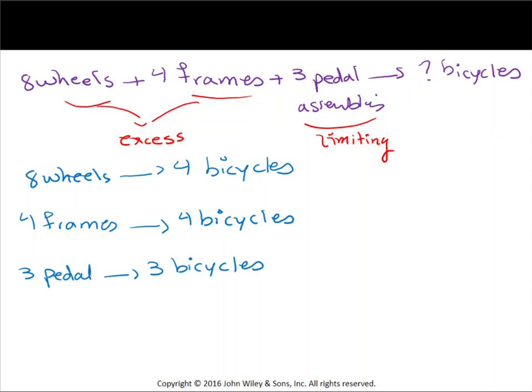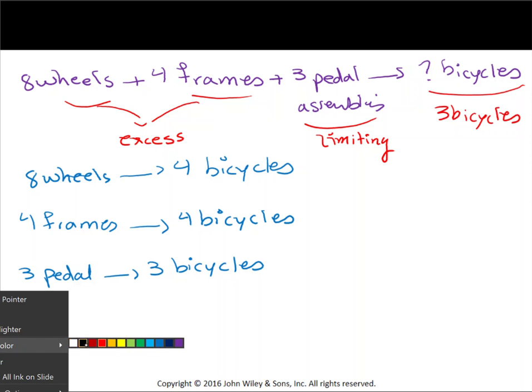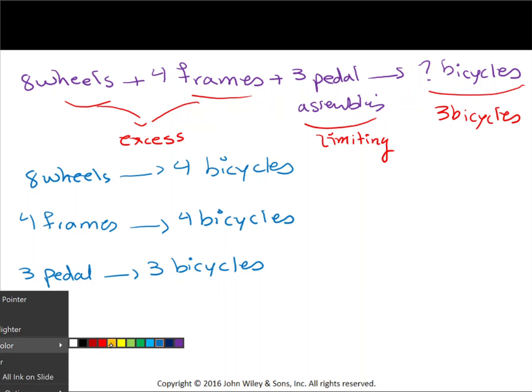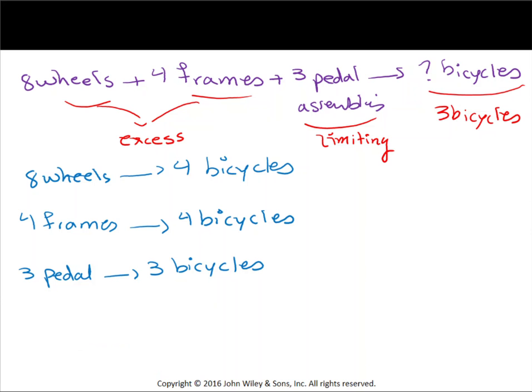Now, one other important thing here is the number of bicycles we can make. The maximum number of bicycles you can make is going to be 3 bicycles max, because as soon as you run out of pedal assemblies, you can't make any more bicycles. So the number of bicycles that you can make is totally controlled or limited by your limiting part, which is the pedal assemblies.